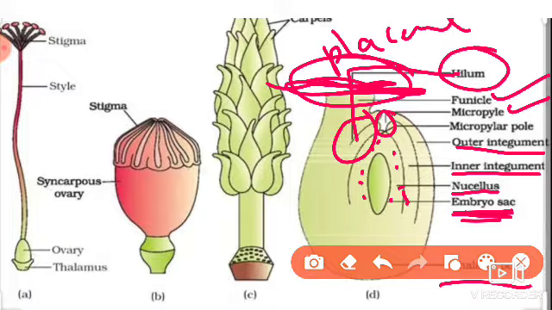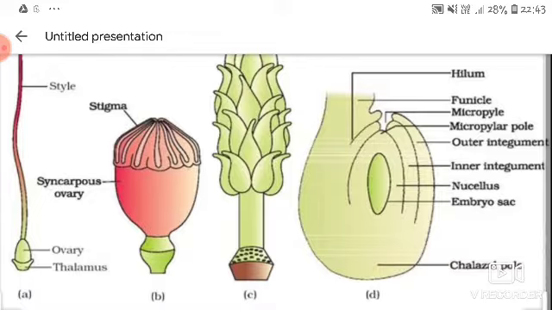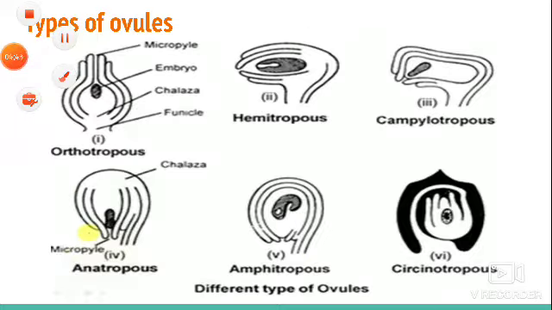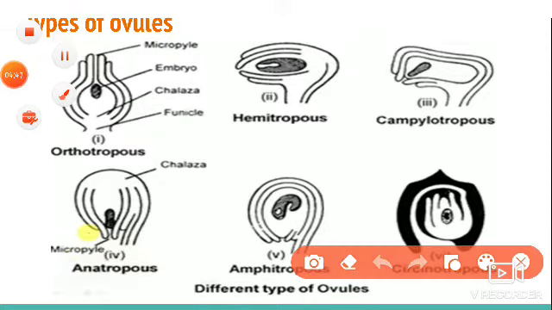Please remember, sometimes they will ask the question to explain the structure, or sometimes they will ask you to draw a neat labeled diagram. Many times they ask for the diagram. Please remember the diagram. Okay, students, this is about the ovule, or we call it a megasporangium. And after this we will study the types of ovules.